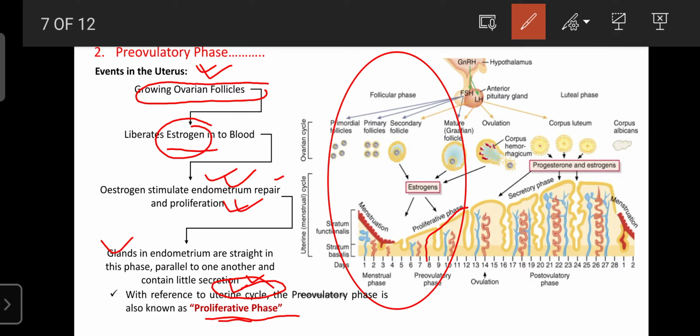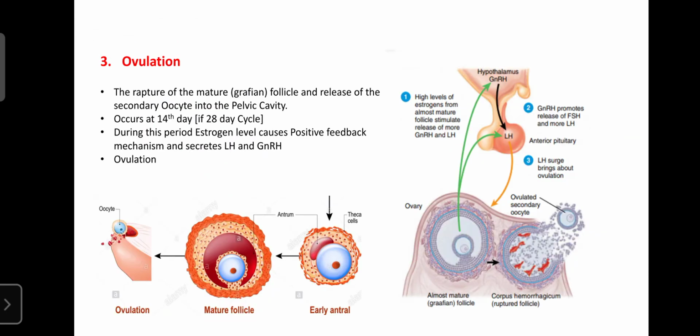But with reference to the ovarian cycle, it is known as the follicular phase. So the pre-ovulatory phase is also known as the follicular phase as well as the proliferative phase, where the maximum development occurs in both the ovaries and the uterus: the follicles are developed in the ovaries, and in the uterus the endometrium is repaired and developed. Next, ovulation is nothing but the release of the ovum.